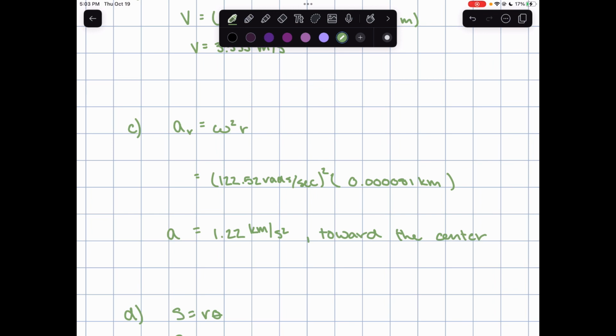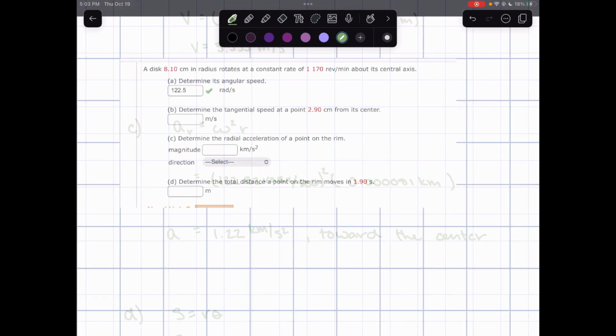0.000081 kilometers. Then we do the algebra of squaring and multiplying to get that the radial acceleration is 1.22 kilometers per second squared. Now, if radial acceleration is the same as centripetal acceleration, what direction will it be going? Well, centripetal means center seeking, so we know that it's going to be accelerating 1.22 kilometers per second squared towards the center of the disk.